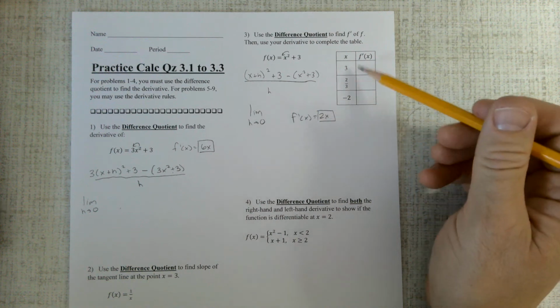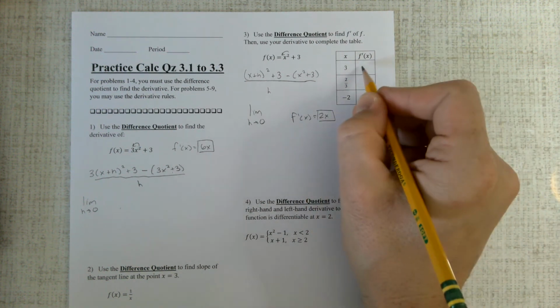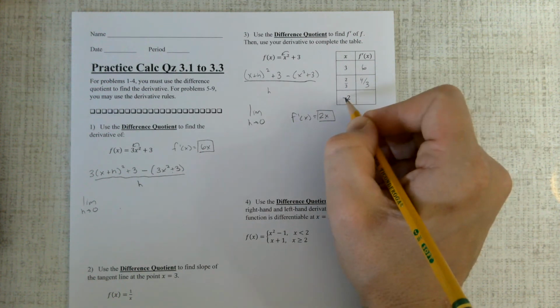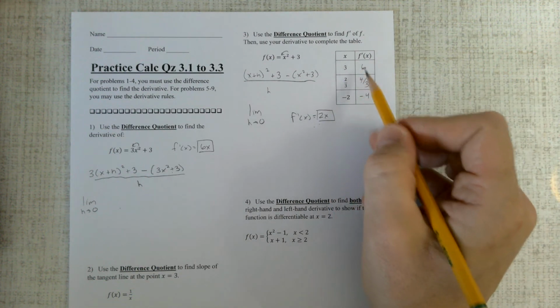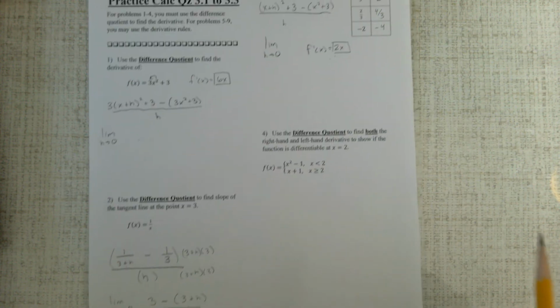And now you can use that to find all these slopes. Well, what's the slope at 3? Well, it's 2 times 3 is 6. What's the slope at 2/3? Well, that's 4/3. What's the slope here? Well, that's -4. So once you find this derivative, you can find the slope at points. Just like down here, we could have found the derivative first and just multiplied by 3, plug in 3.